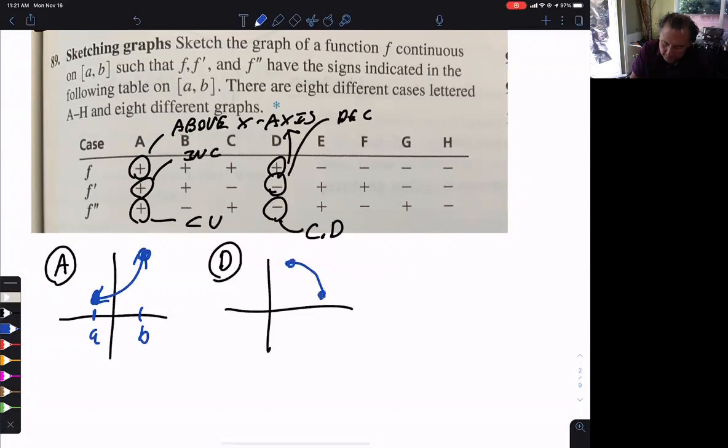Right there. There's A, there's B. So it is decreasing, which matches that. And this is concave down, so it matches that. And it's above the x-axis. I will do one more for you. I will do G.